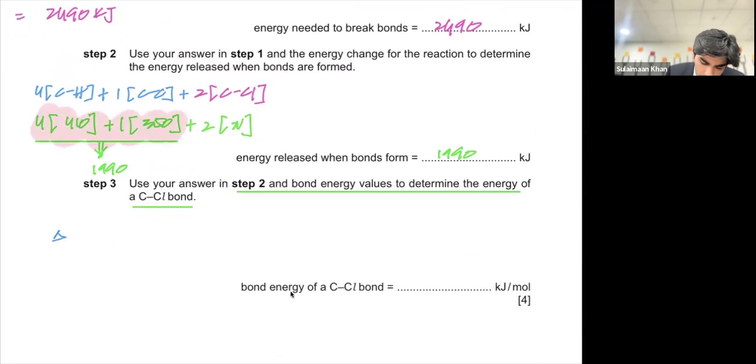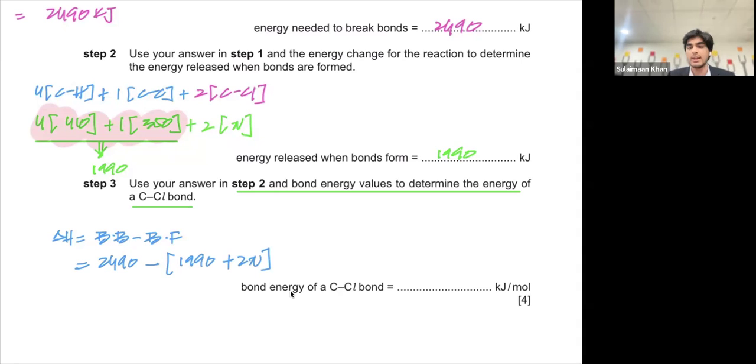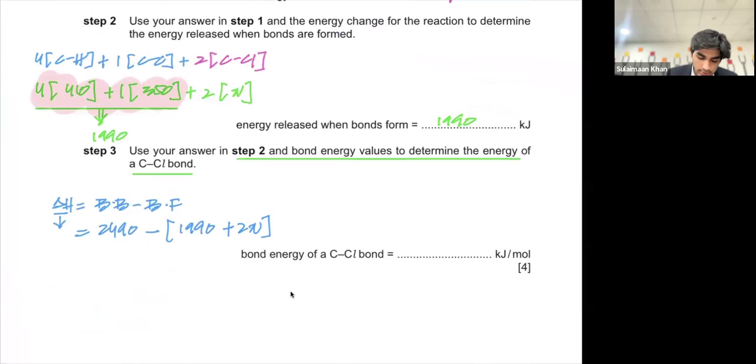You know that enthalpy change is the energy taken in during bond breaking less the energy given out during bond formation. What's the energy taken in during bond breaking? 2490. What's the energy given out during bond formation? That's 1990 plus 2x. And the sum of these should be equal to what? The enthalpy change. What's the enthalpy change, everybody? He's given it to you. Minus 180. Calculate for x, please.